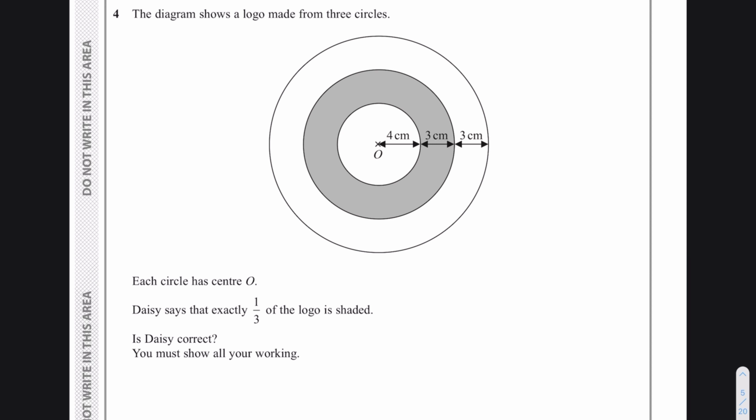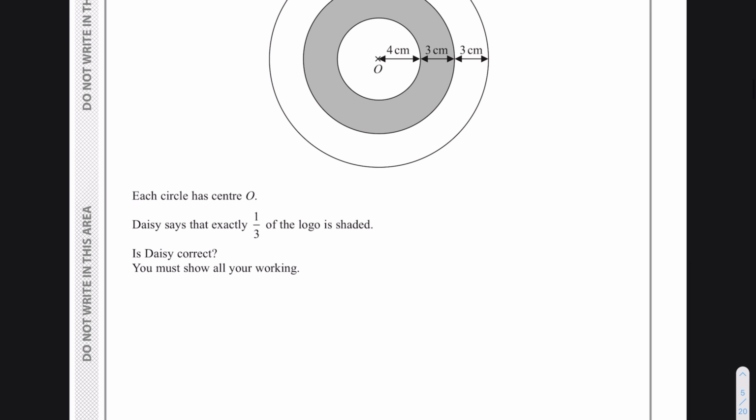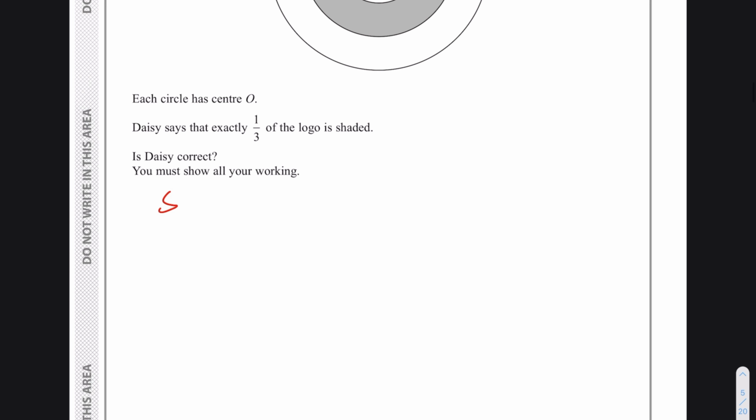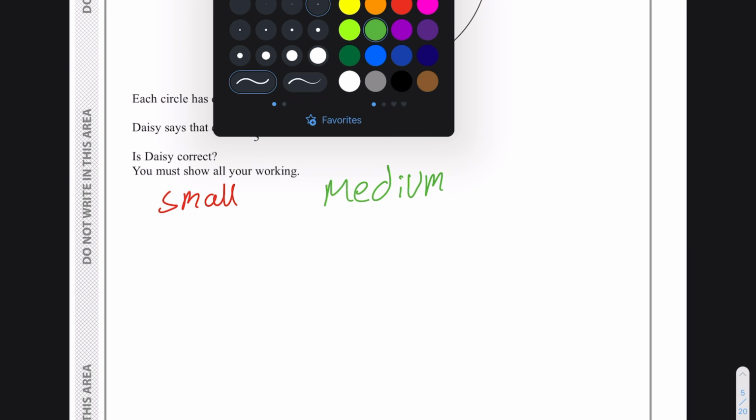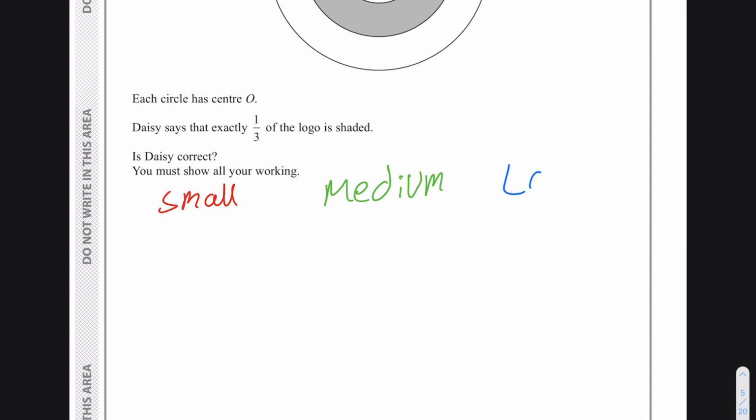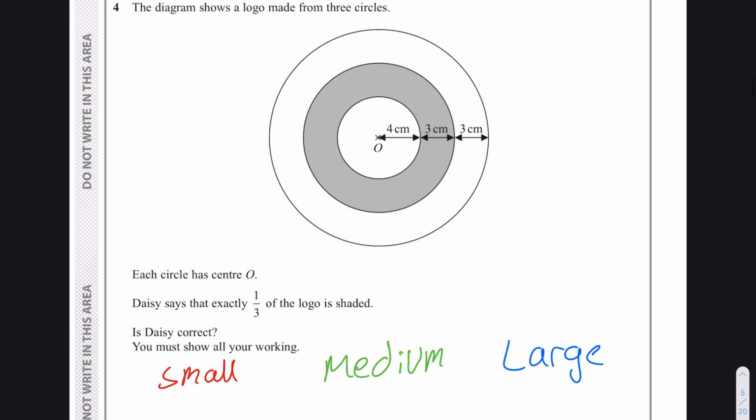Well, a good way to start this question is by finding the areas of each individual circle. So I'm going to split it into small, medium, and large circles. So let's scroll down a little bit. So we have a heading of small, and then a heading for medium, and then finally a heading for large. So let's look at the small one for now.